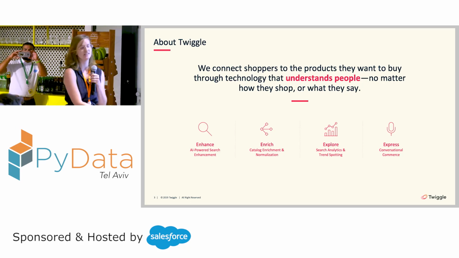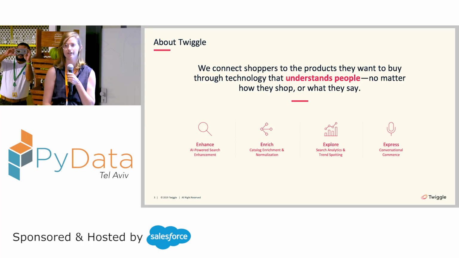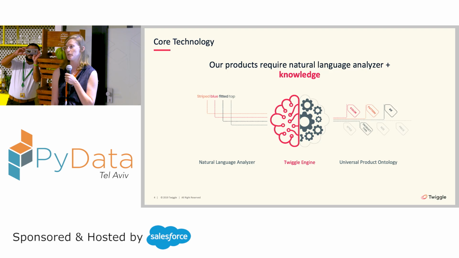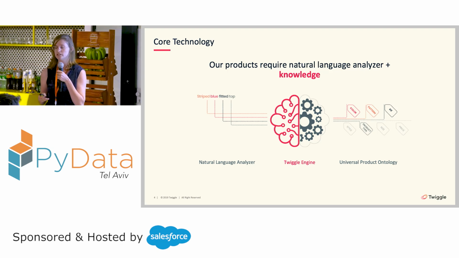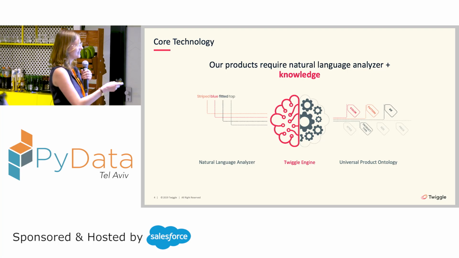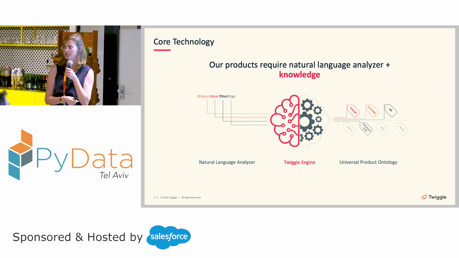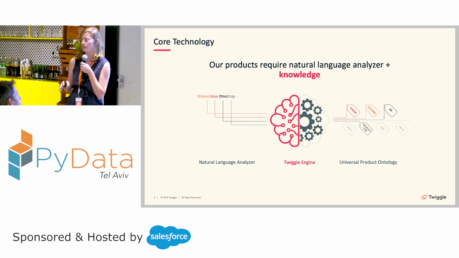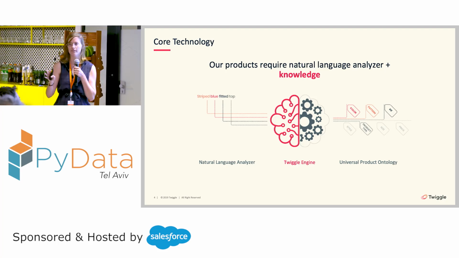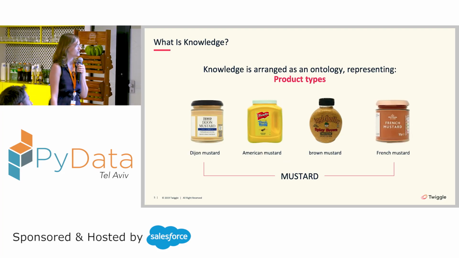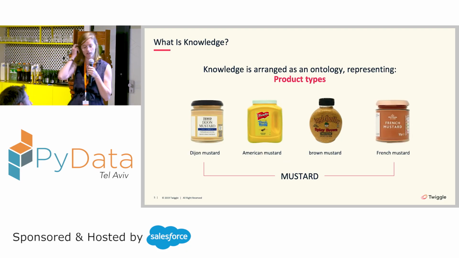And what's common to all these products is that they all require two things. They require a natural language analyzer, which understands the different parts of the language, and I will not be talking about that part today. But the second thing that we need is knowledge, which is represented as the universal product ontology. Now, if you don't understand what I mean by knowledge or ontology, that's okay, because I'm going to explain that right now.